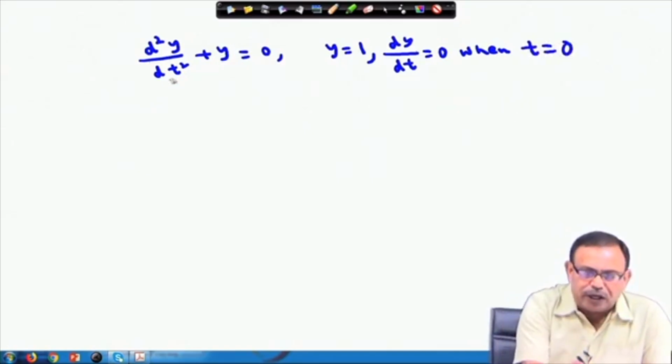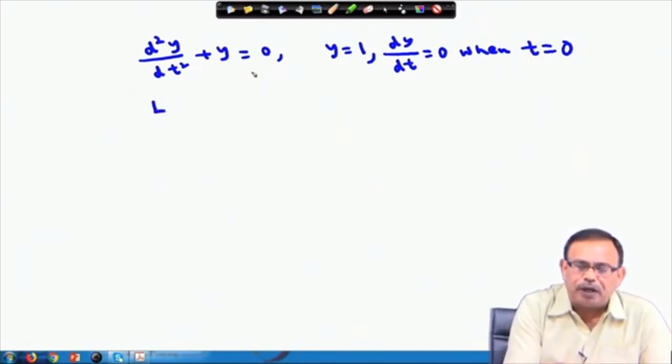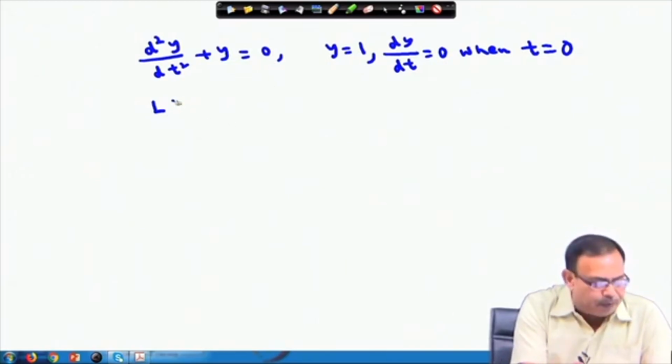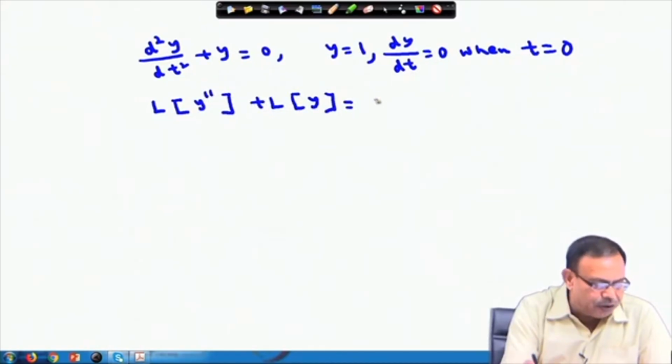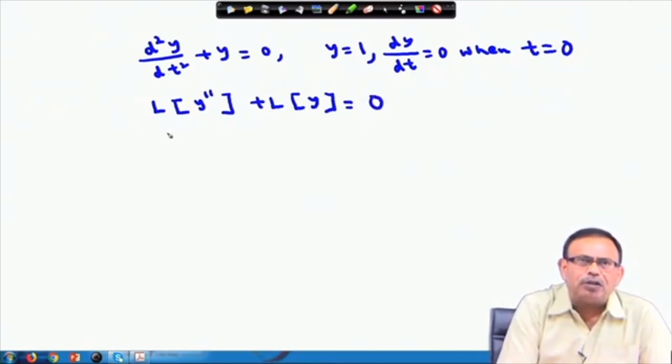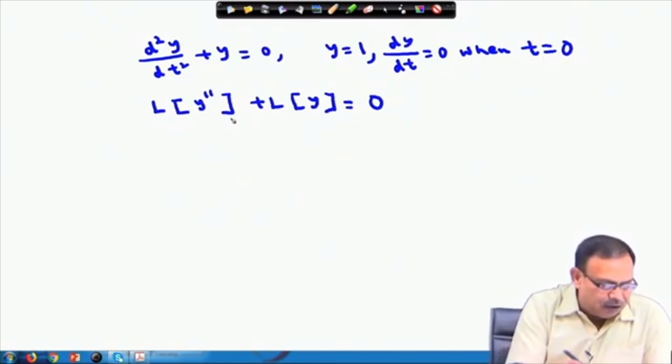So, what will I do? I will take the Laplace transform on both sides of the given equation. First, I have taken a constant on the right hand side of the given ODE. Afterwards, I will take a function of t on the right hand side. Like this, we will solve various types of problems. So, Laplace transform of y double dash plus Laplace transform of y equals 0, taking the Laplace transform on both sides. Now, using the properties of the Laplace transform, I know the Laplace transform of y dash.